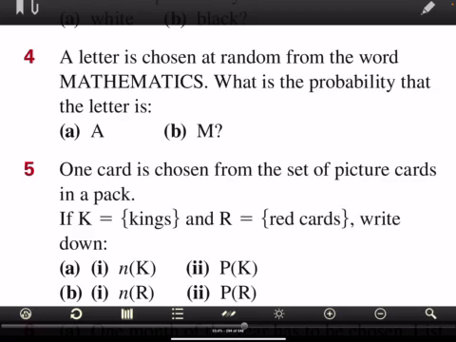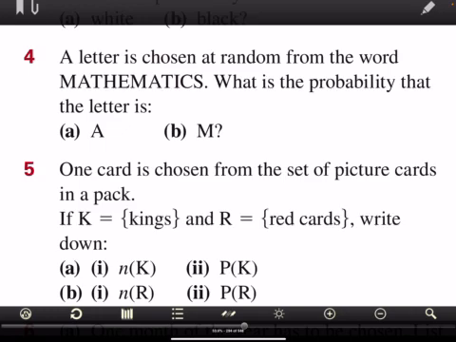Okay, so in A it asks for the number of cards that there are, which we know is 52, of the 4 suits, and with the 2 colors, the king, the queen, and the joker. One card is chosen at random. That's the first thing. Out of the pack.